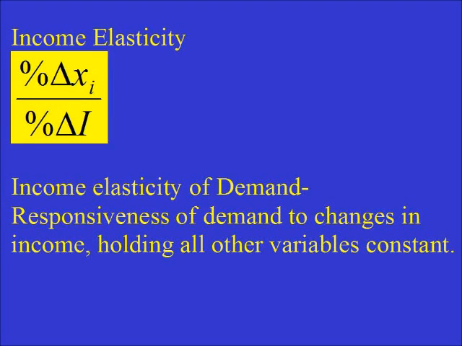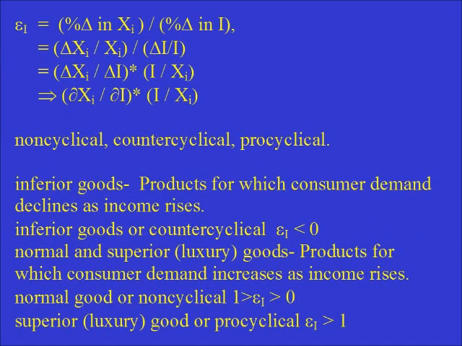Now, let's talk about income elasticity. The definition for income elasticity is simply the responsiveness of demand to changes in income, holding all other variables constant. As with other measures of elasticity, we can write income elasticity in different ways. Here we settle on writing it as the partial derivative of demand with respect to income multiplied by income divided by demand. We can break goods into three different categories using income elasticity: non-cyclical, countercyclical, and pro-cyclical.